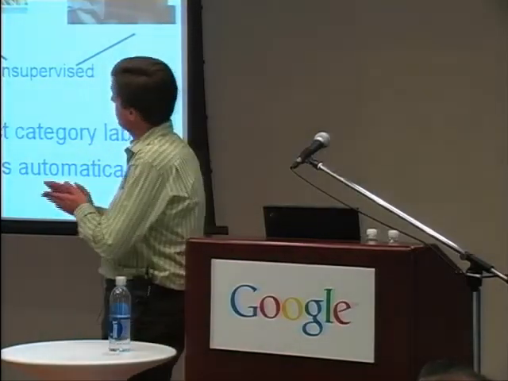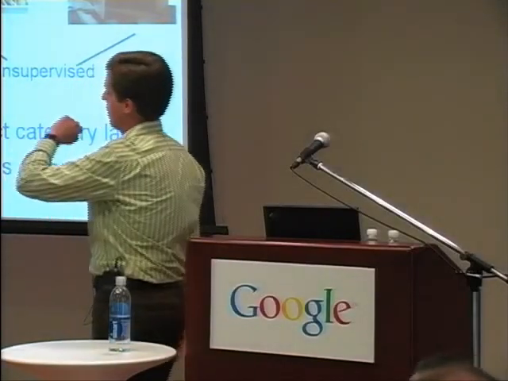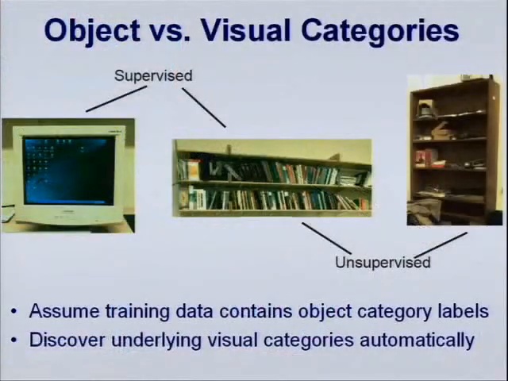And so a distinction I'm going to make in this latter set of models is that of separating object categories from visual categories. Object categories I'm going to just define as something that we provide labels of. So I'm not going to be trying to do everything fully unsupervised. For every object category that I want, say a computer screen or a bookshelf, I'm going to provide some labeled examples of it.